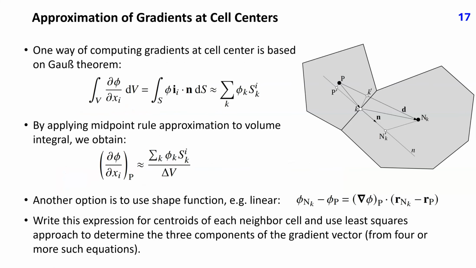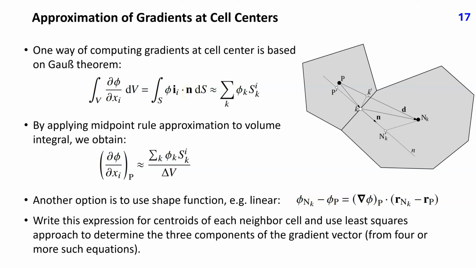Several approximations presented so far rely on using gradient vectors from cell centers. Let us see how gradient vectors can be conveniently determined on polyhedral grids. One way of computing gradients at cell center is based on Gauss theorem, which states that the volume integral of the divergence of a vector, here phi I, is equal to the flux of that vector through the volume boundary.